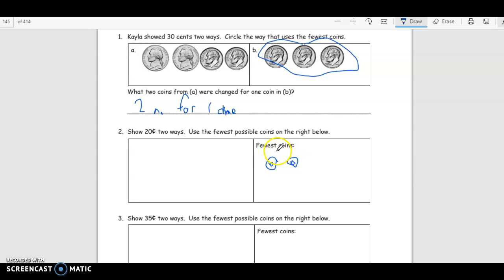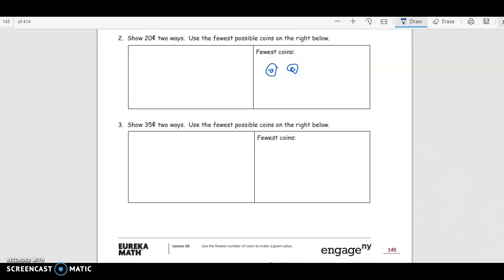Okay, so now that you did the fewest, you can go ahead and show another way to get to 20. You could do 20 pennies if you really wanted. I wouldn't suggest it because then you'll be there a super long time. But there are plenty of ways you can get to 20 cents. Show 35 cents two ways. Use the fewest possible coins on the right below. So again, I would start with the fewest. Think of how we can get to 35.